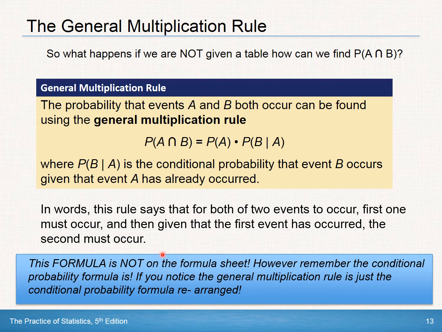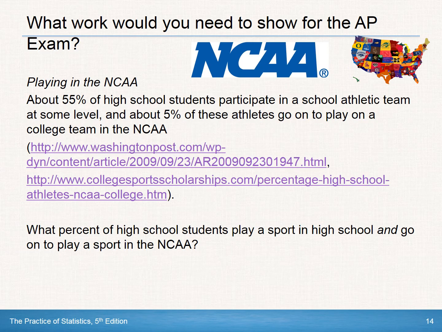This formula is not on your AP exam formula sheet. However, the conditional probability formula is. So if you notice, the general multiplication rule, which is what we just talked about, is the conditional probability formula just rearranged, okay? So you can rearrange the conditional probability to find your and probability. Okay, so let's take a look at an example of using our multiplication rule and what work we'd need to show for the AP exam.